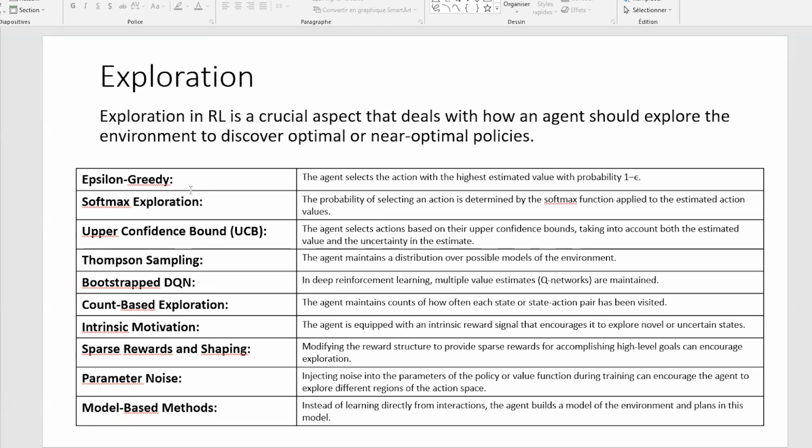You also have exploration based on Thompson sampling. The agent maintains a distribution over possible models of the environment. You have bootstrap deep Q learning. In deep reinforcement learning, multiple value estimate Q networks are maintained. You have count-based exploration. The agent maintains a count of how often each state or state action pair has been visited. You have intrinsic motivation. The agent is equipped with an intrinsic reward signal that encourages it to explore novel or uncertain states. You have sparse reward shaping. Modifying the reward structure to provide separate rewards for accomplishing high-level goals can encourage exploration also. You have parameter noise: injecting noise into the parameters of the policy or value function during training can encourage the agent to explore different regions of the action space. And you have model-based methods.